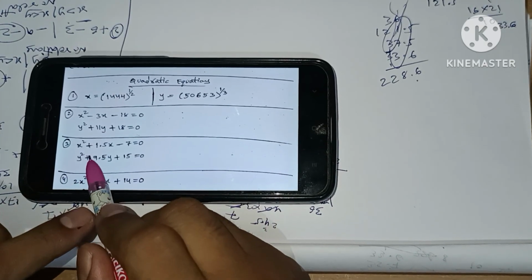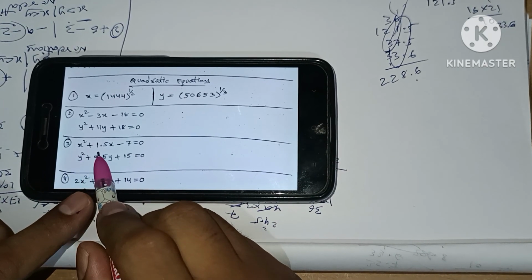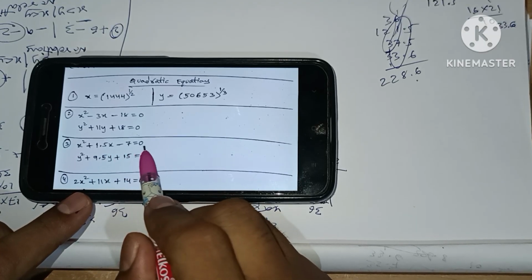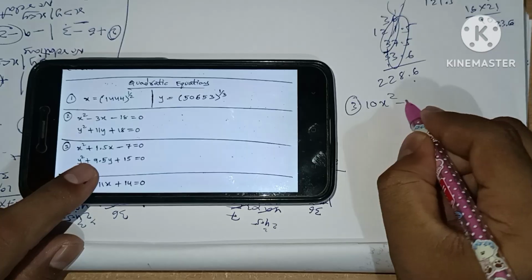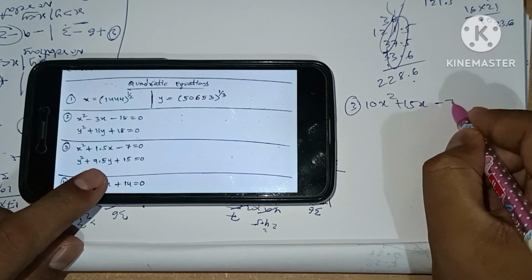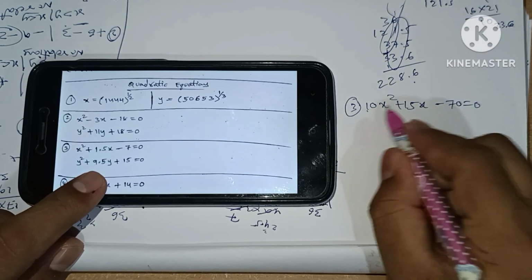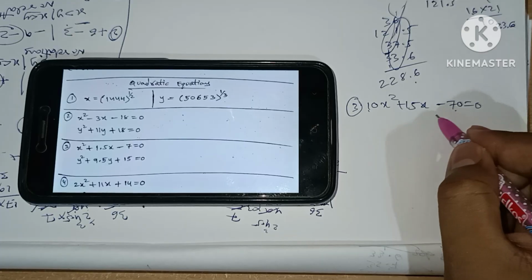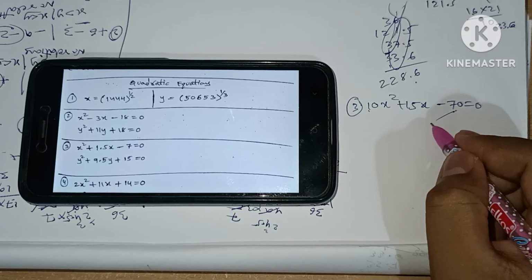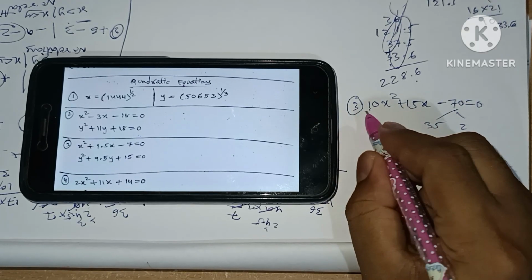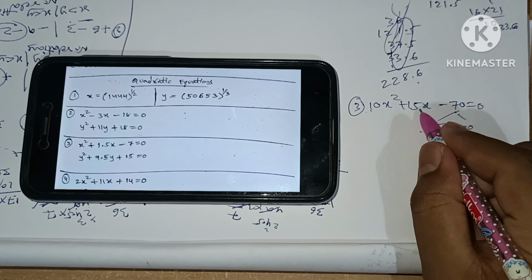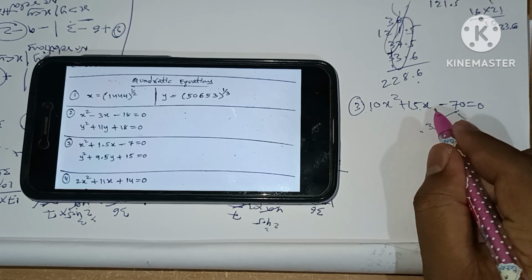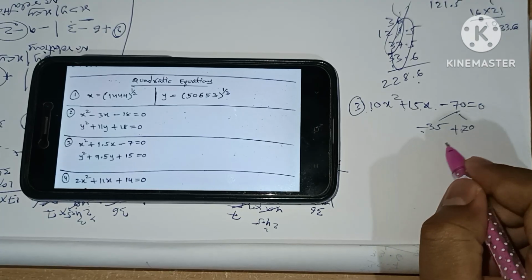Now question number 3 is x square plus 1.5x minus 7 equals to 0. First we need to multiply this with 10: 10x square plus 15x minus 70 equals to 0. So 10 into 70 means 700. This is 35, 2 times and 10 times 2, we get 20. So the difference between these two we get 15. So these are the roots. Plus and minus means minus and plus are the roots.